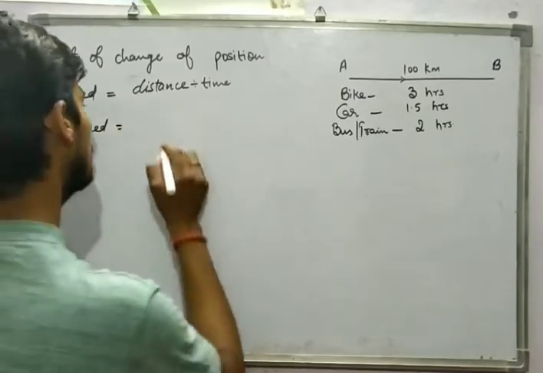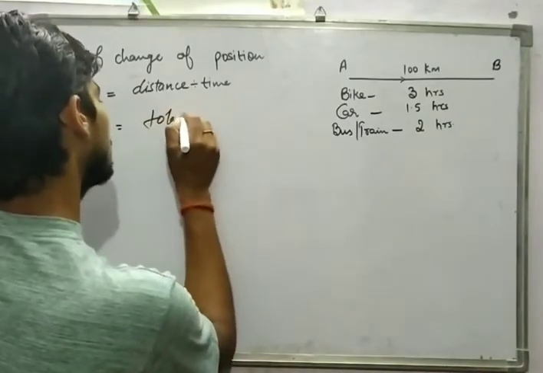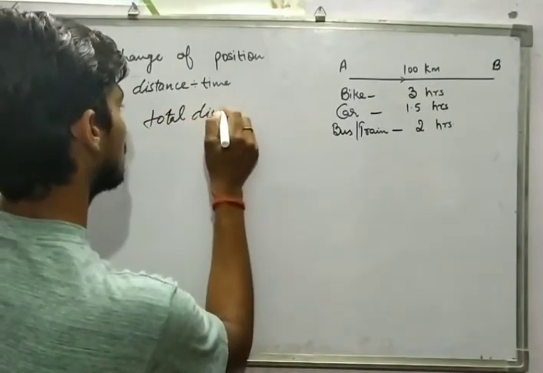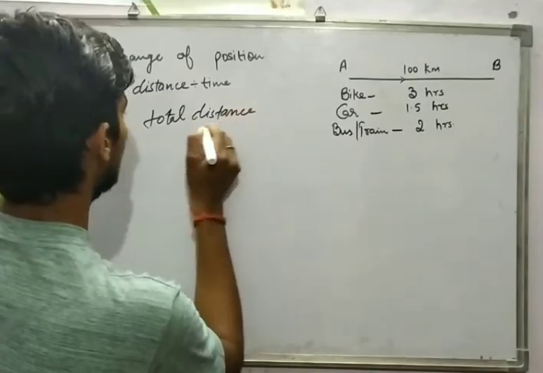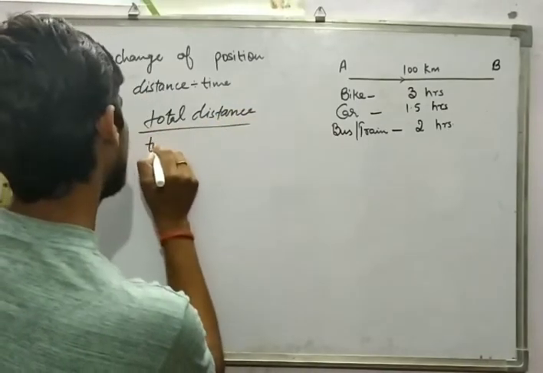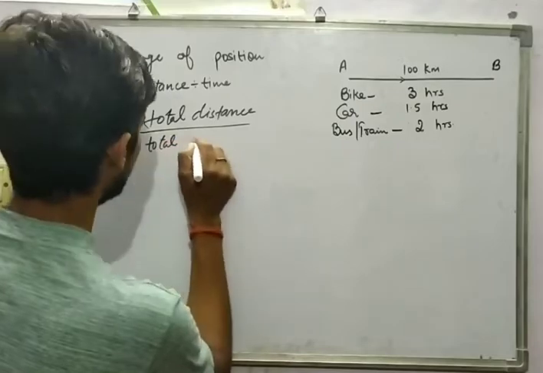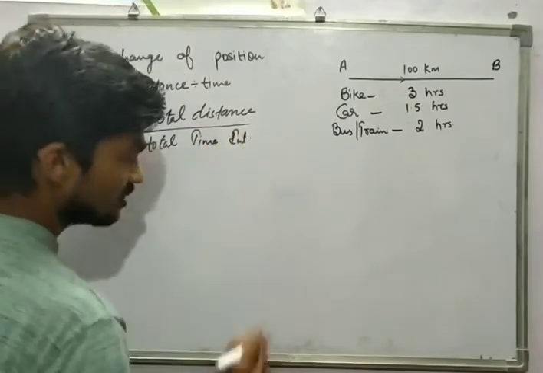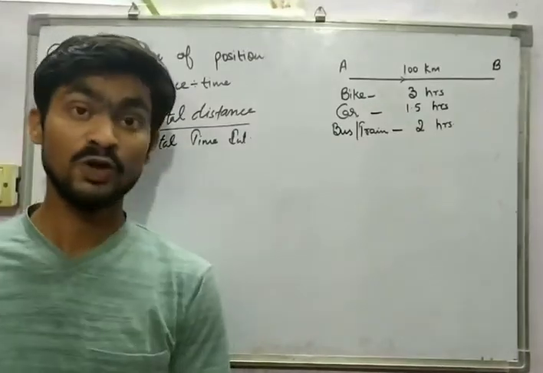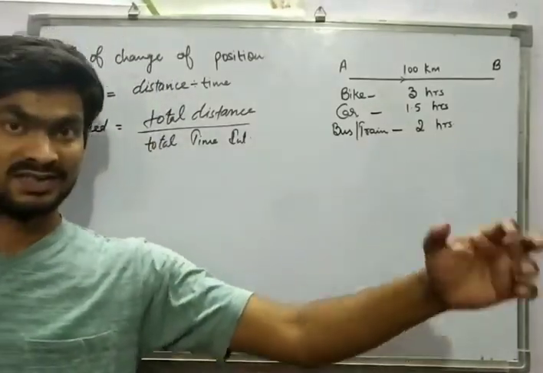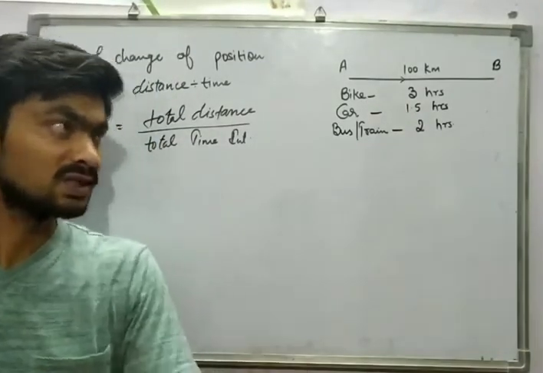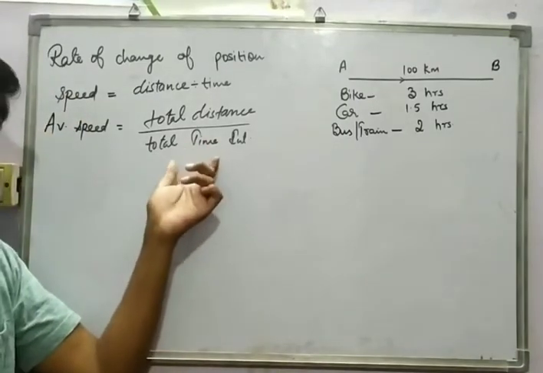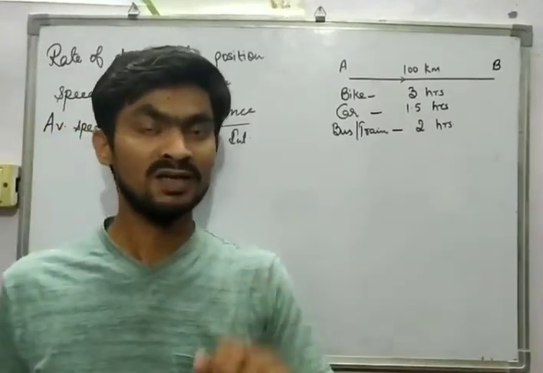So that is equal to total distance divided by total time taken or total time interval. How much time has been taken to cover that certain distance in different segments, and how much total time has been taken to cover that distance.